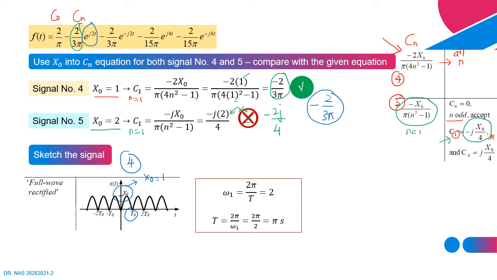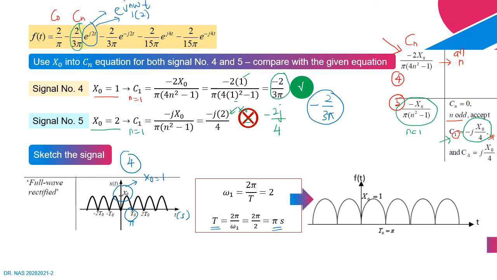So from this equation, this is e to the j omega t. Okay, so n in this case equal to 1. So your omega 1 equal to 2. So here your n equal to 1. So your omega equal to 2. So from this omega you can calculate your t, which is equal to pi, the unit is second. Then you can sketch your final answer or final signal. So it is full wave rectified. So replace x0 with the value equal to 1 and t0 equal to pi, and the unit is second.